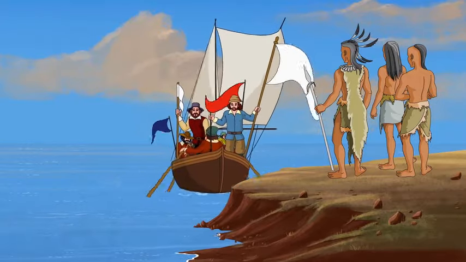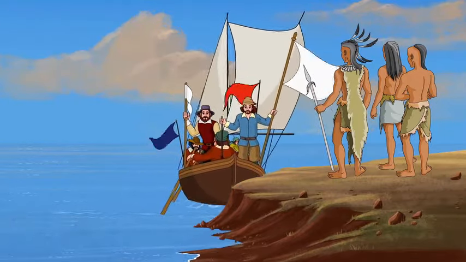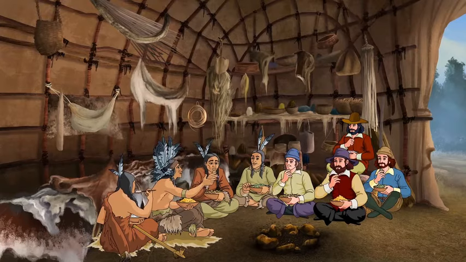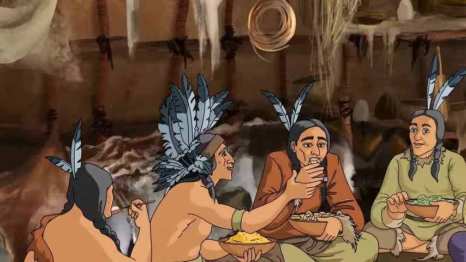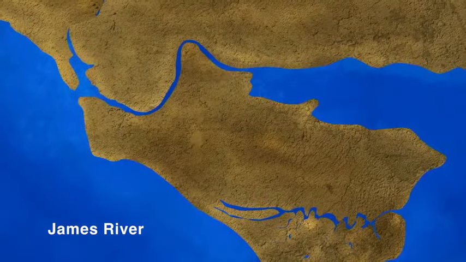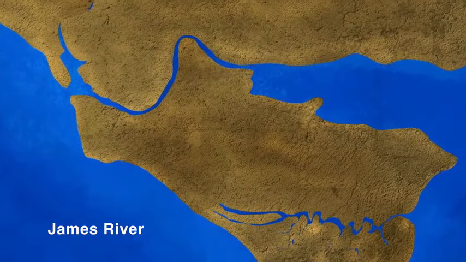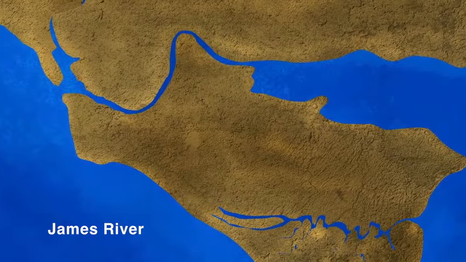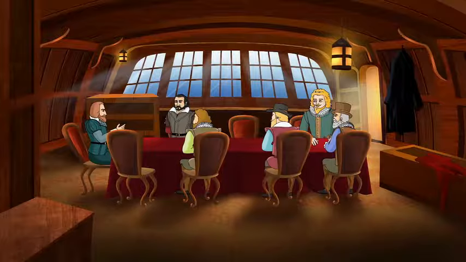Despite their earlier encounter, the natives they now met were friendly. The explorers had dinner with some Kecoughtan Indians, whose chief and his people were interested in trading with the newcomers. On May 13th, the colonists chose an island in the James River as the place for their settlement.